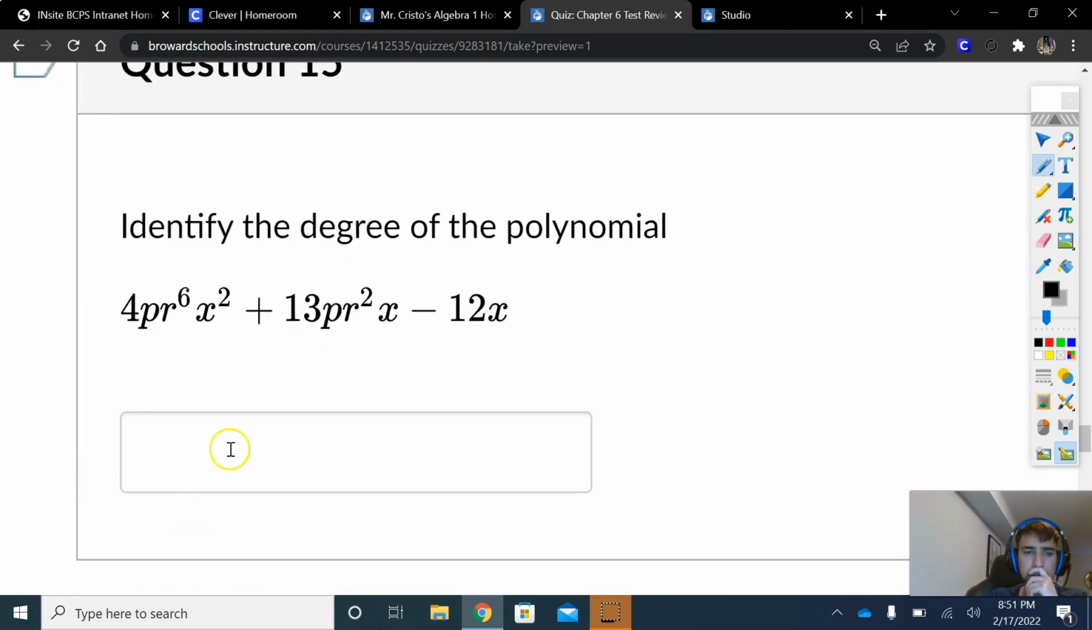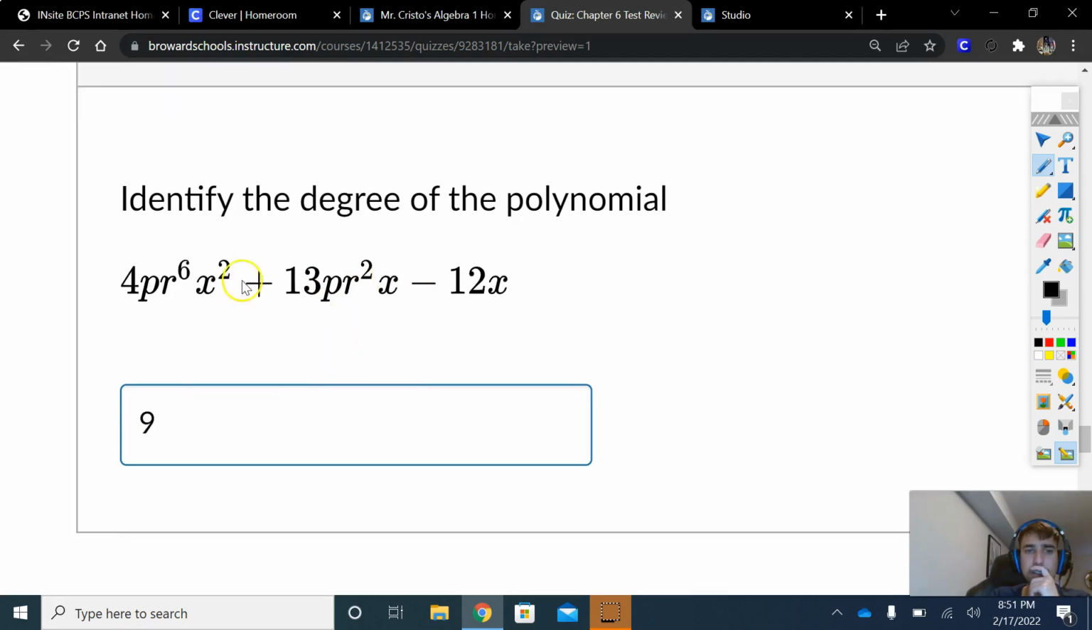Identify the degree. This one's going to be the highest because this is a 6, a 2, and a 1. So that's 6 plus 2 plus 1 is 9. 9th degree. This is only a 3, 4 degree, so no. The highest one is going to be a 9.